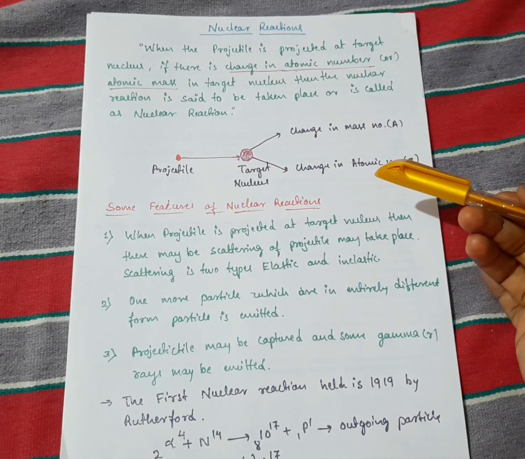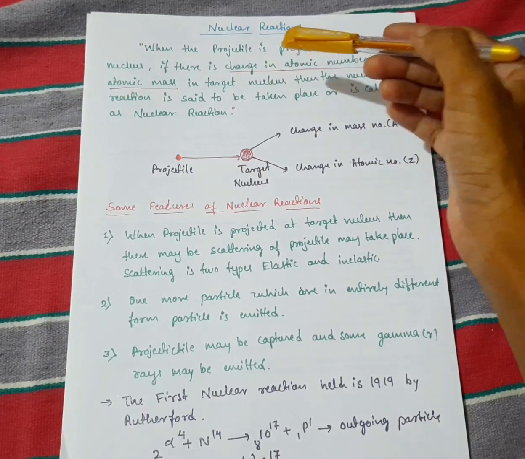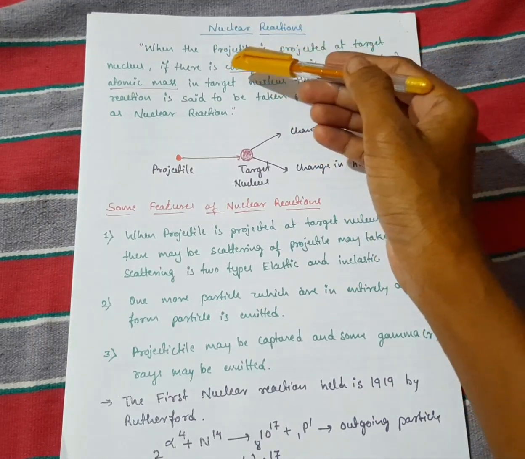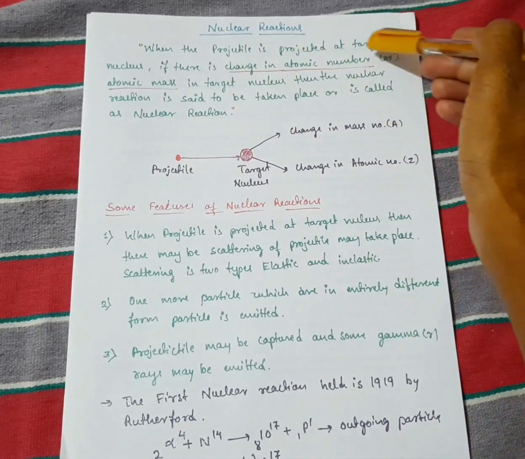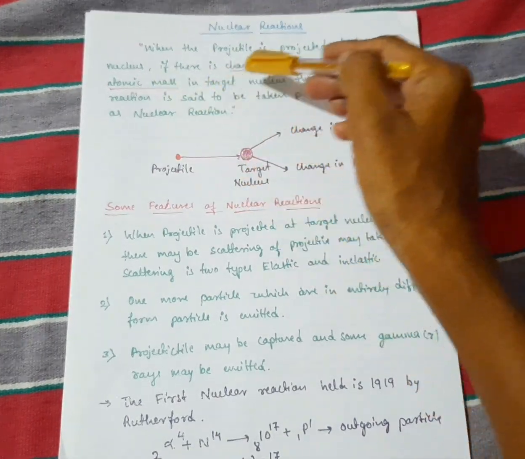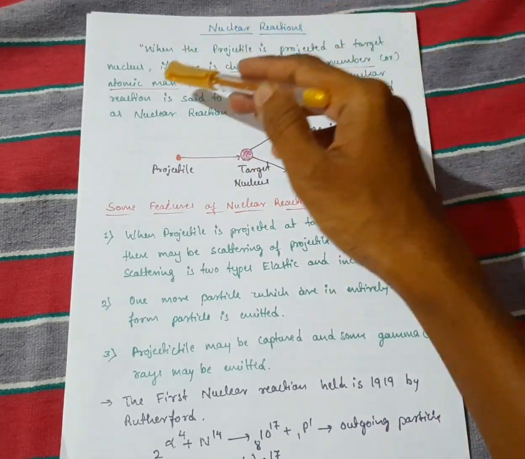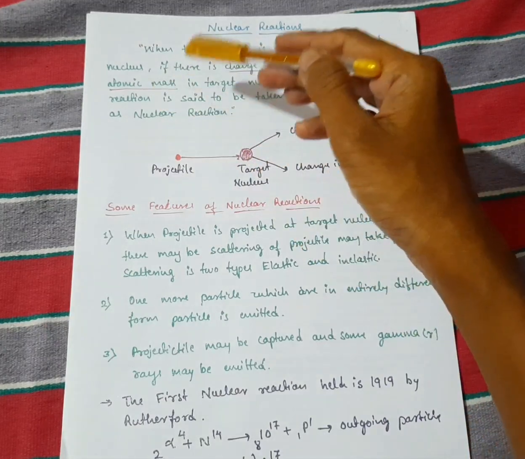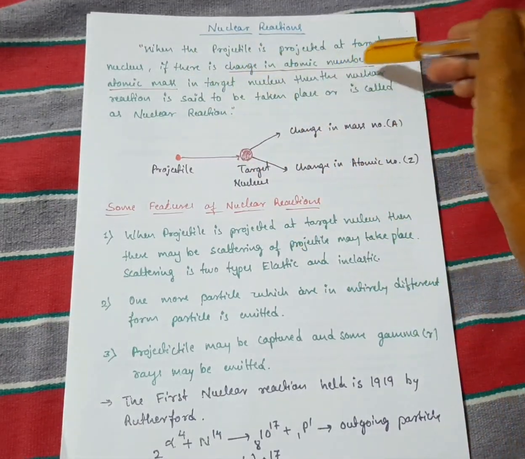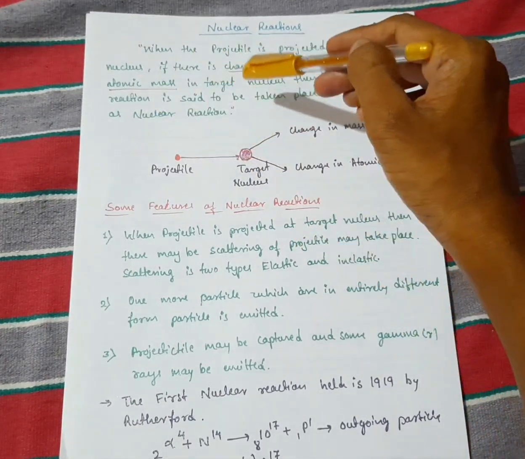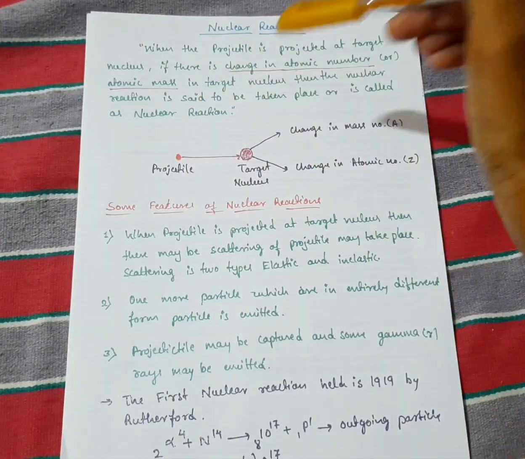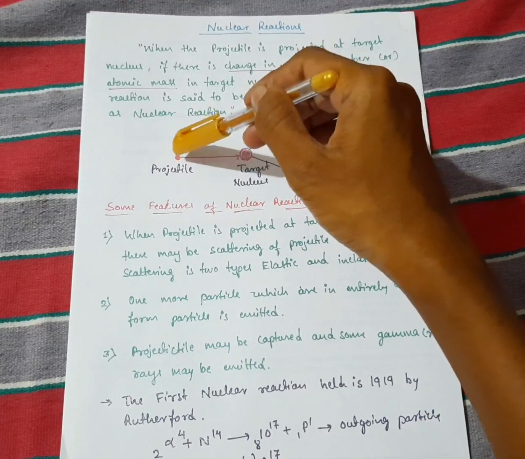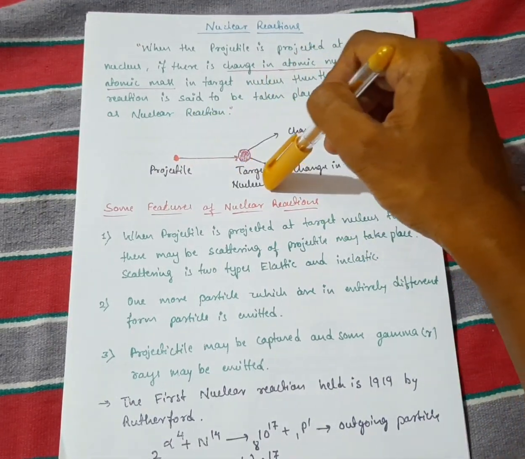So let us start today's class. So what is a nuclear reaction? When a projectile is projected at the target nucleus, if there is a change in atomic number, mass number, or atomic mass in the target nucleus, then the nuclear reaction is said to have taken place. So you can see here the projectile hits the target nucleus.